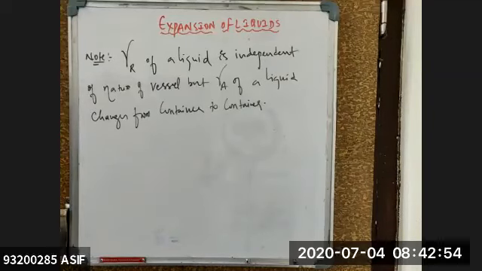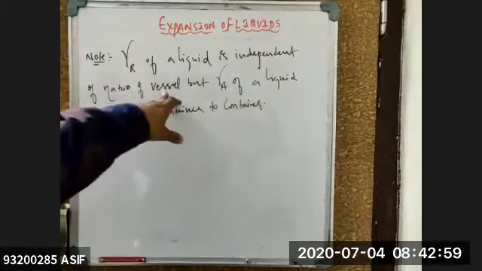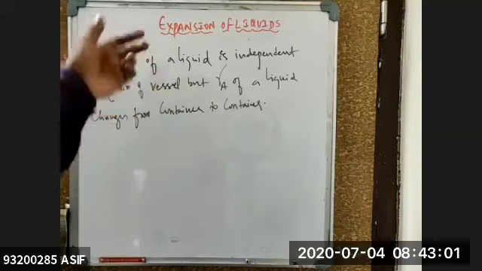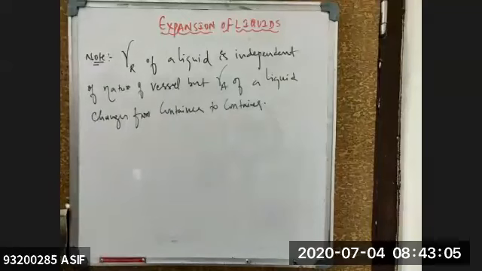Okay. Real expansion of a liquid is what? Independent of the nature of the vessel. Whether you keep it in any vessel, it will be expanding. But apparent expansion of a liquid changes from container to container. Why? Because that may be increasing or decreasing depending upon the metal you are using. Okay.